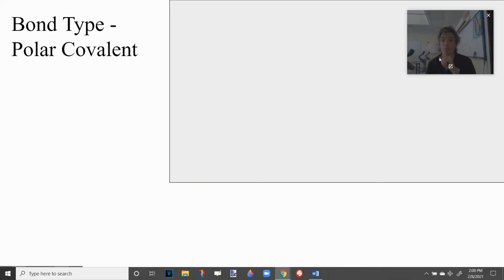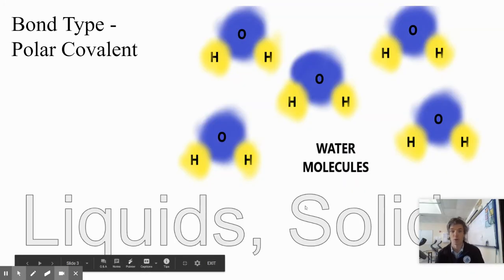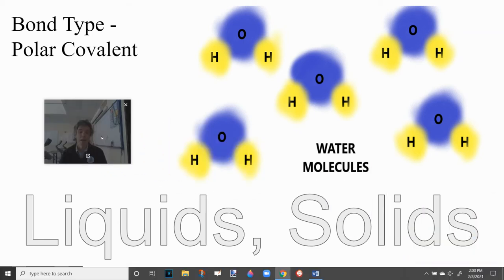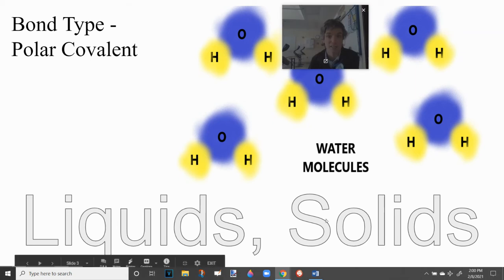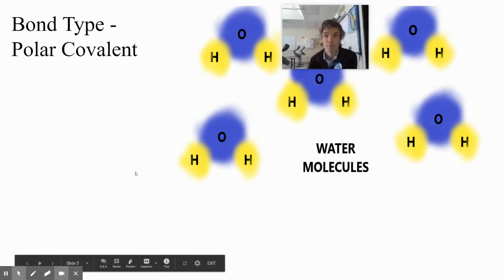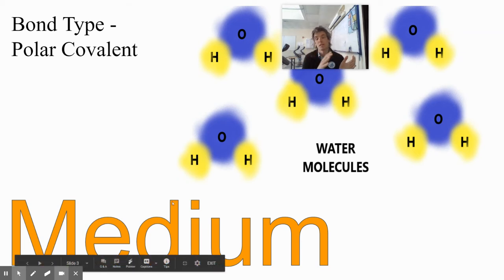Now, a polar covalent molecule. The classic example is water. Water is a liquid, as are many other polar covalent substances. Some polar covalent substances are solids. These are things like sugar. These tend to have medium boiling points. They tend to be a little bit higher than the covalent.